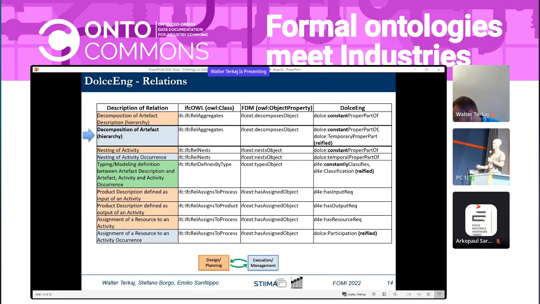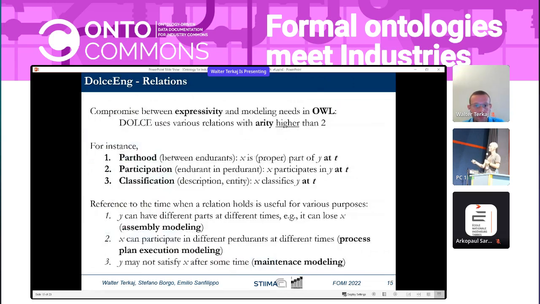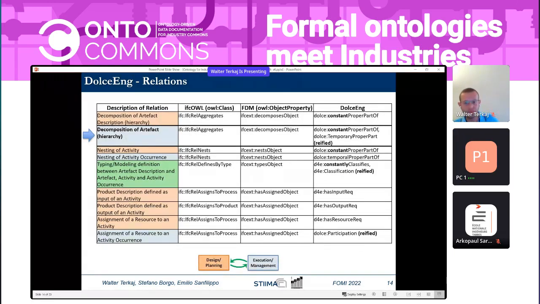I will now discuss a bit more in detail how we represented a specific type of relationship with respect to the decomposition of artifacts. And something which is relevant here, oh no, sorry, Walter, can you come back? Thank you. What you can notice here is that we have different types of relationship in the ontology. So we have, let's say, standard OWL properties, which are binary relationships. And then we have relationships which we are reifying, so we are treating them as classes. And then we have a relationship that we call constant.